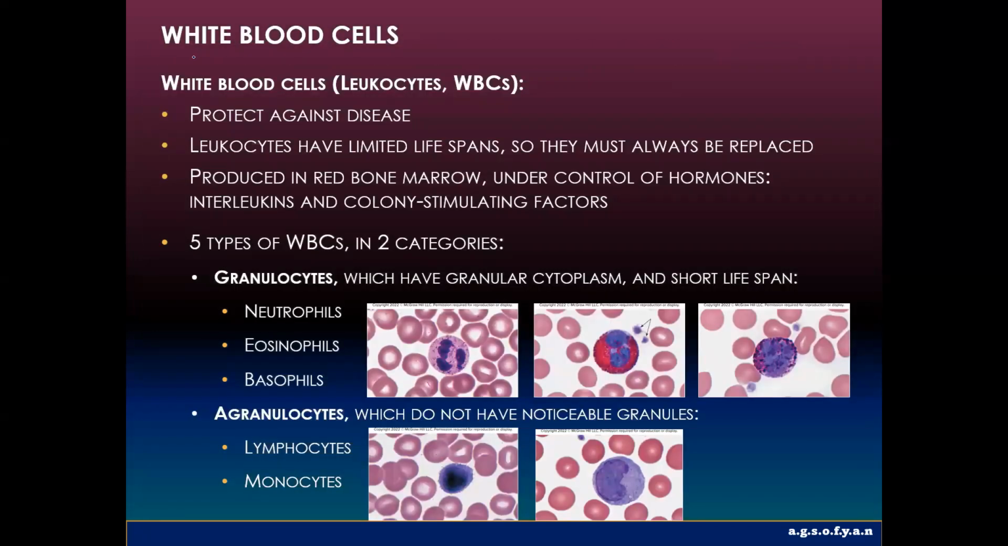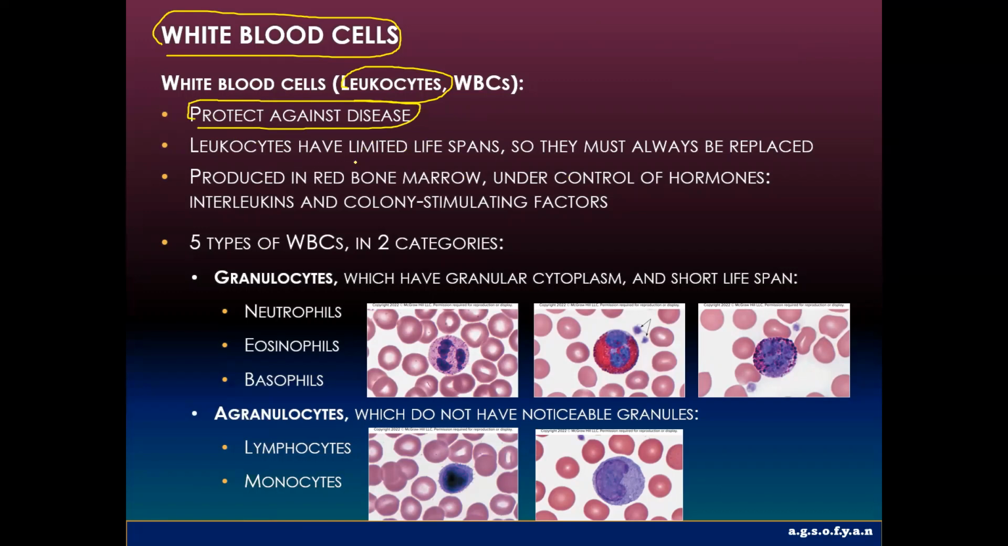Okay, I think we're done with the red blood cell. Now we go to the next formed element or cellular component, which is the white blood cell. White blood cell or leukocyte, the main function is to protect against disease, infectious disease.